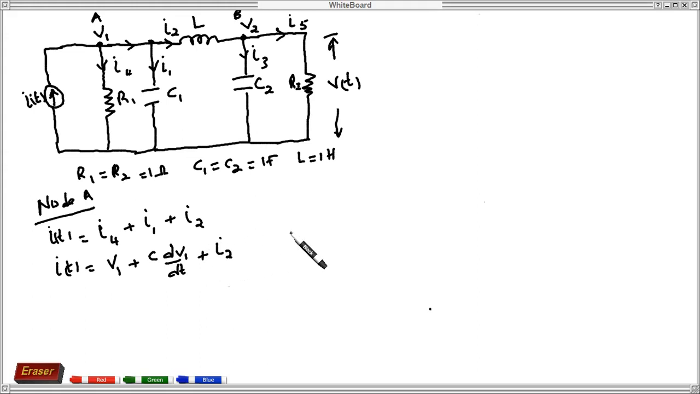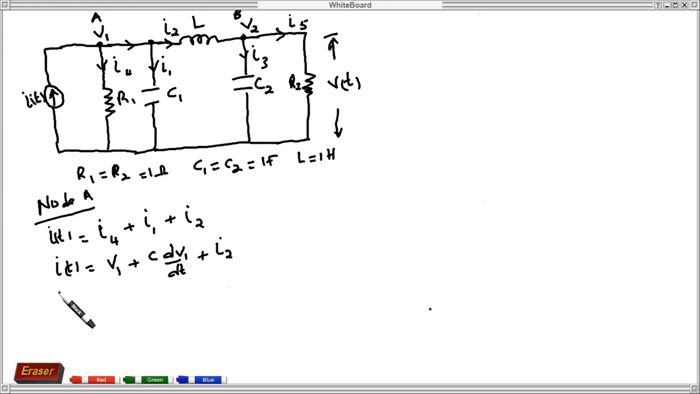It is good to note that the choice of state equation will depend on the voltage drop across capacitor C1, the voltage drop across capacitor C2, and the current through L, the inductor. That means we need V1, I2, and V2 as the state variables. And you notice that this equation is written with respect to V1 and I2 as the choice of the state variables.